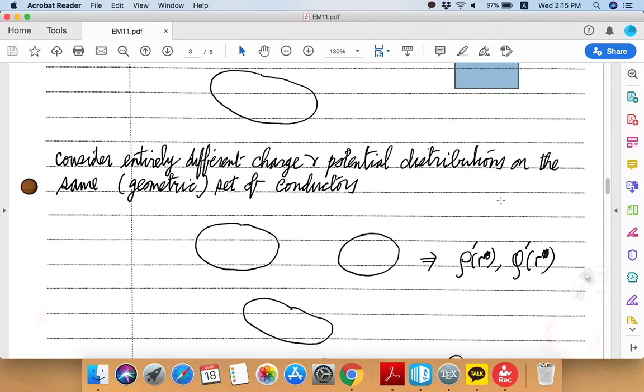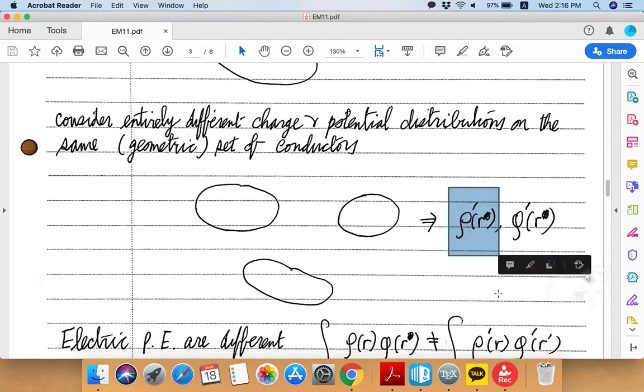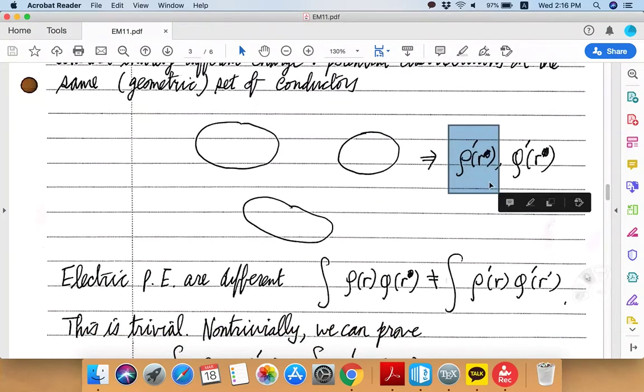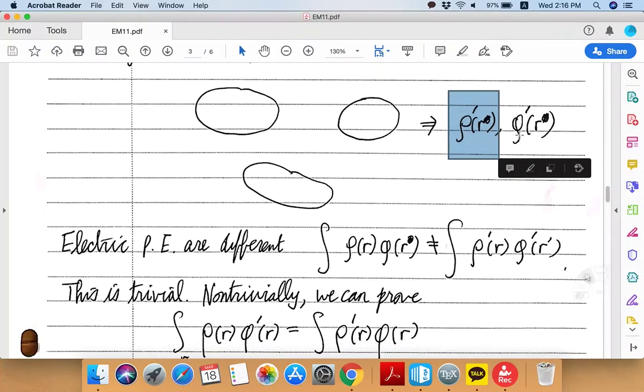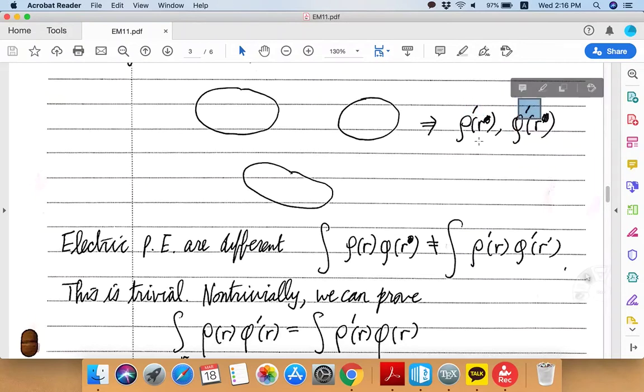Okay, so it's the same shape and location of the materials, but endowed with a pretty different kind of charge distribution. All right, and obviously that will lead to a pretty different kind of potential distribution. So I'm going to use a prime to denote a new potential and the new charge.